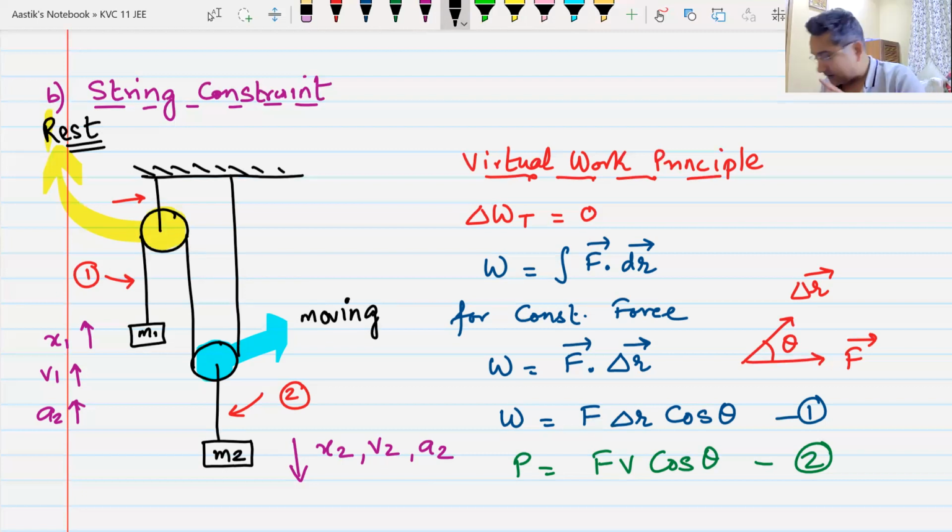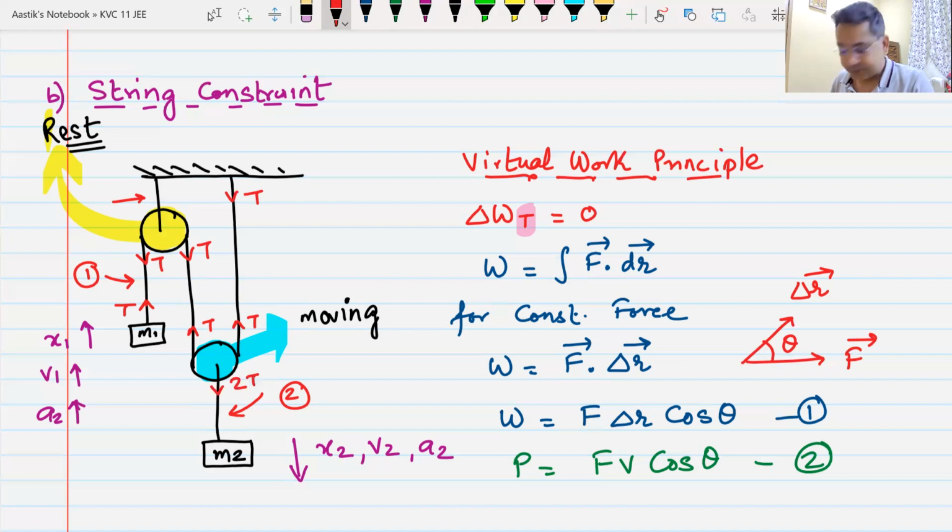Now, how do I do this? I have to find the work done by tension. So first of all, I have to draw tension in all the strings. Let me call this tension T. This tension is T. This tension is T. This tension is T. This tension is T. This is one string, so tension will remain the same. Do we understand this? Yes or no?